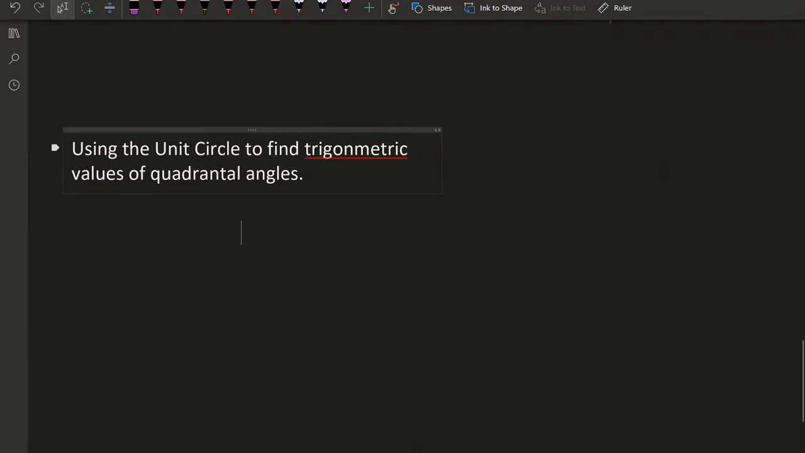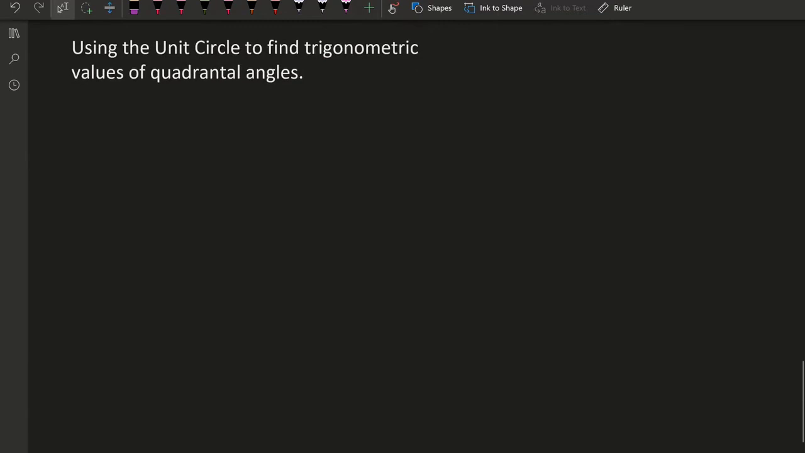Now, one of the things that we can do with this is we can use the unit circle to find trigonometric values of quadrantal angles. Now, quadrantal angles are simply the ones that define the quadrant. So that would be 0 degrees, 90 degrees, 180 degrees, 270 degrees, and then 360 degrees, which is of course coterminal with 0. So let's start with 0. What are the trigonometric values of 0?